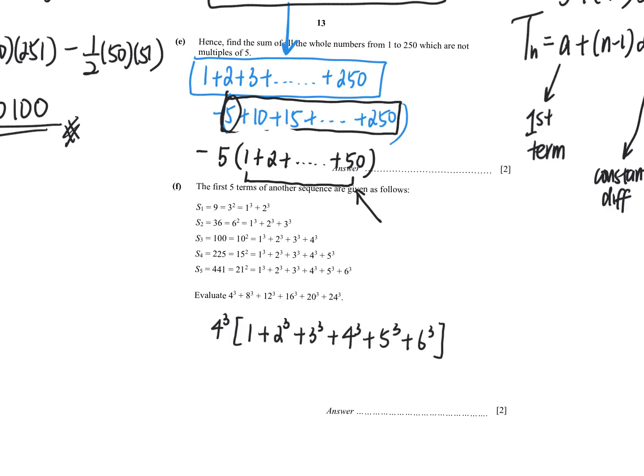Okay, if you extract the common factor 4 cubed from here, you'll be left with this in the bracket. So this one I can find from here. So I just put in the 4 cubed times my 441.